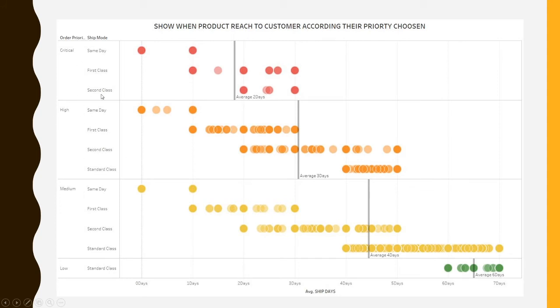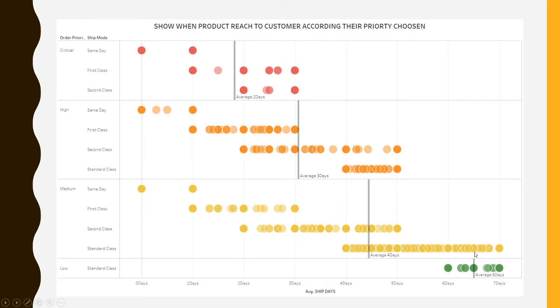The person who has ordered the product with order priority high will be getting the product delivered within an average of 3 days, and medium will be getting the product delivered with an average of 4 days, and the person who has selected the order priority as low will be getting the product delivered within an average of 6 days.